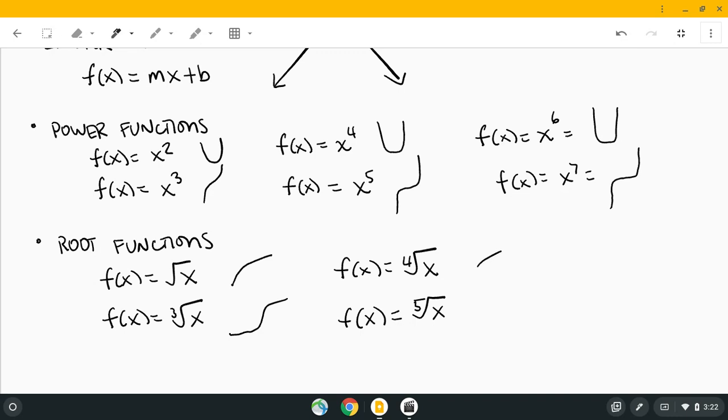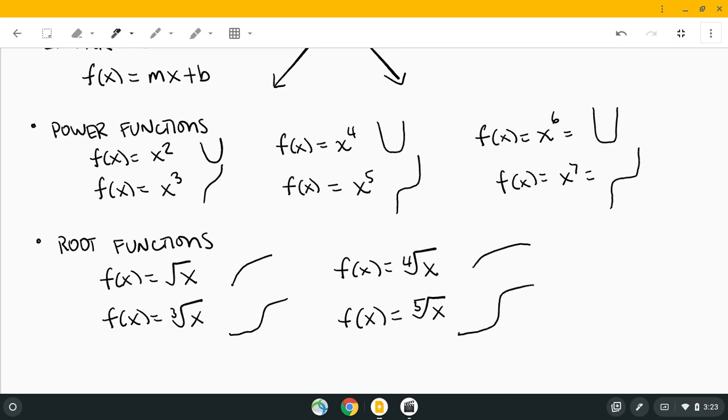And this here, you can imagine when you take the square root of 4, you get 2, but when you take the 4th root of 4, then you have a smaller number. Okay, so it's not as high as square root. And then same thing here.